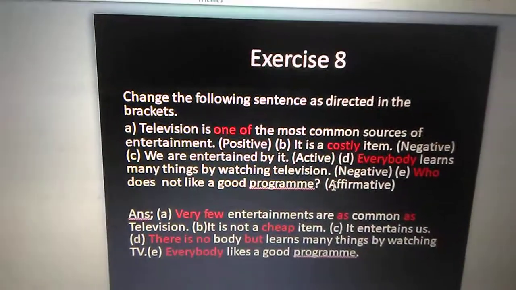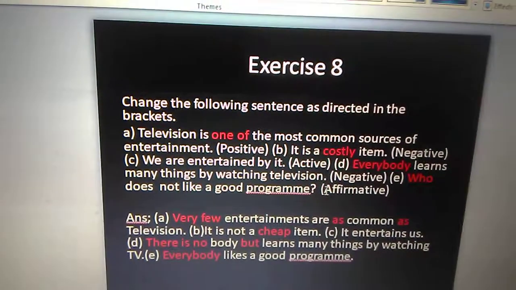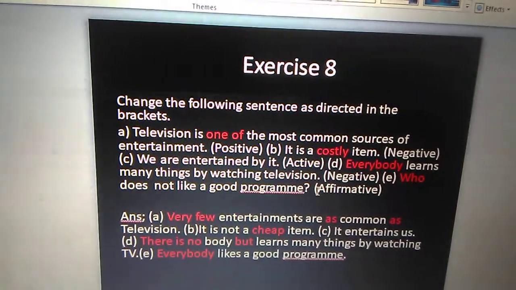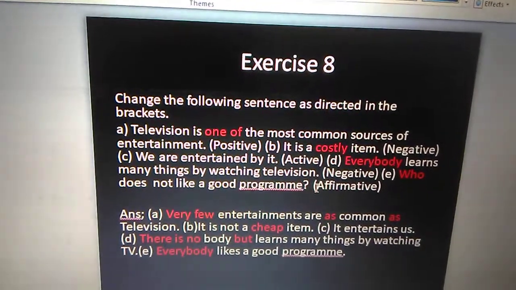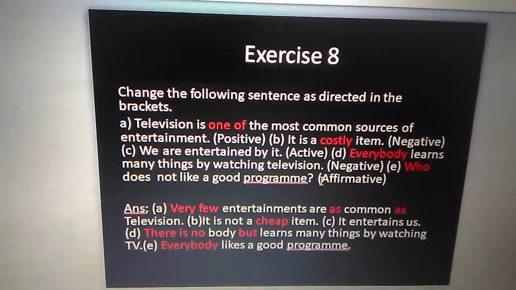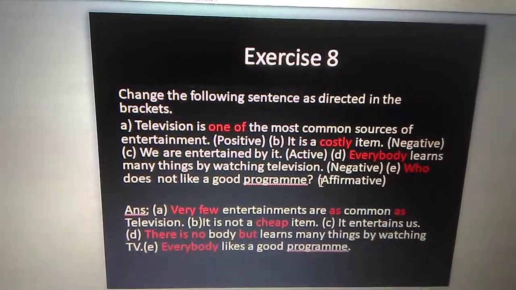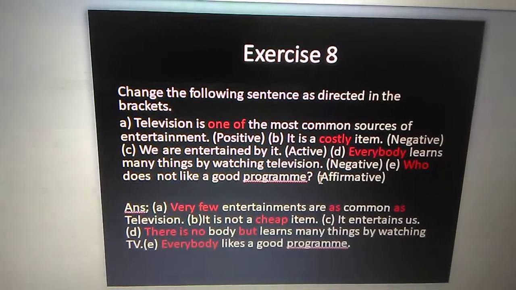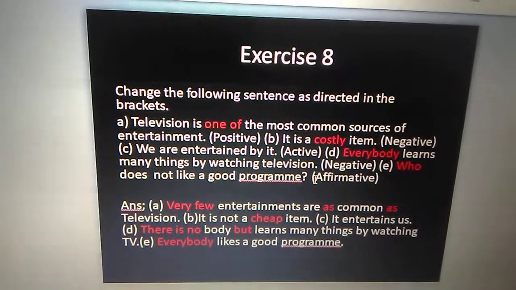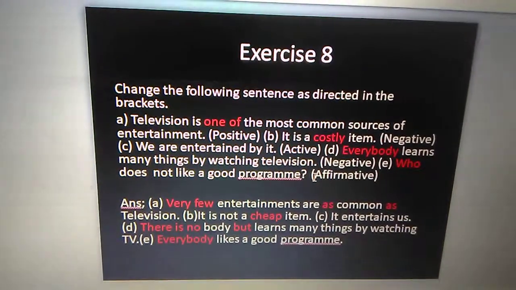Television is one of the most common sources of entertainment. One of the rules I already told you. It is a costly item. So it is the opposite word we have to use because we are asked to change it to negative for B. The opposite word of costly is cheap. So it is not a cheap item. For negative, there is not. We are entertained by it. Very easy, active: it entertains us.